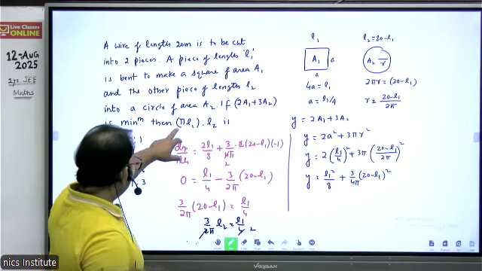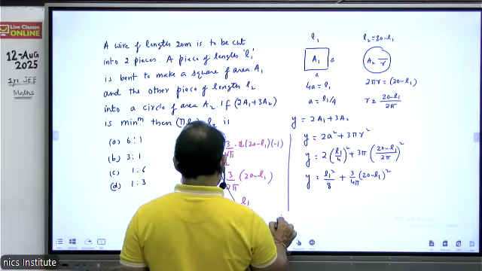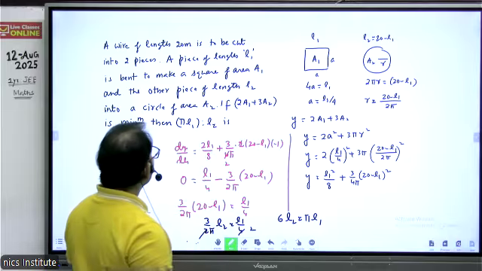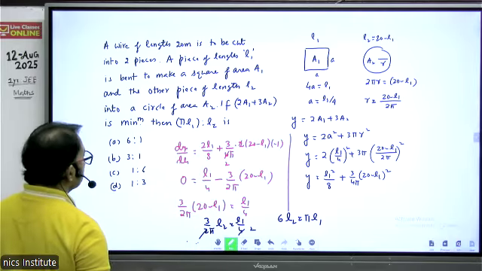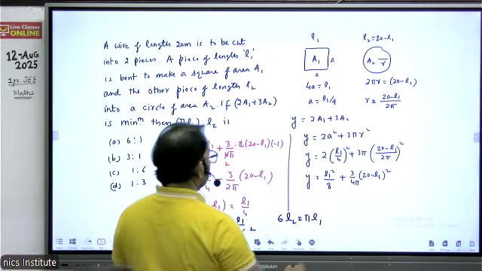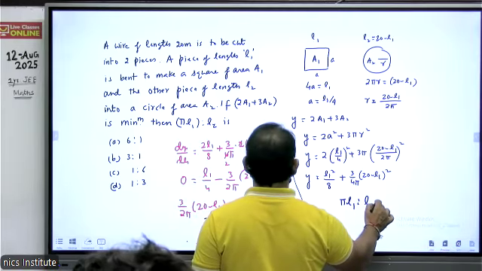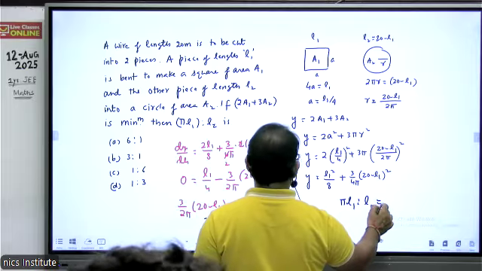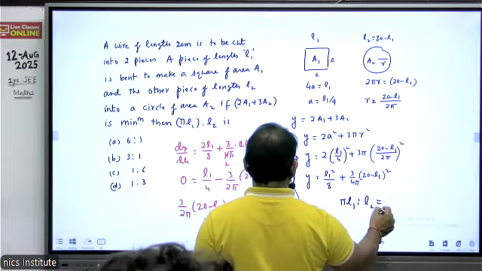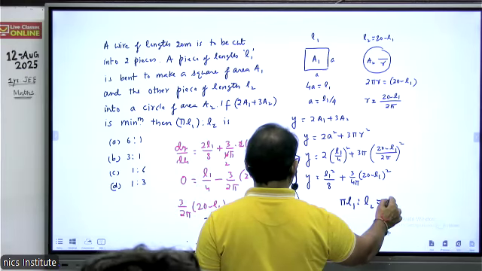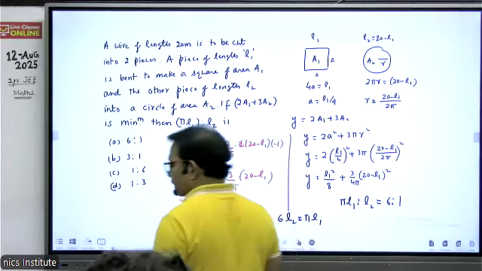We're supposed to find pi L1. So it will be 6 L2 is equal to pi L1. So what is the ratio? Pi L1 is to L2 is 6 is to 1. That's your answer. Just check.